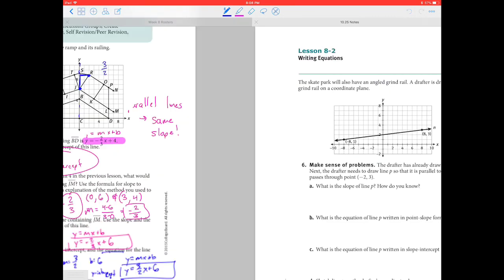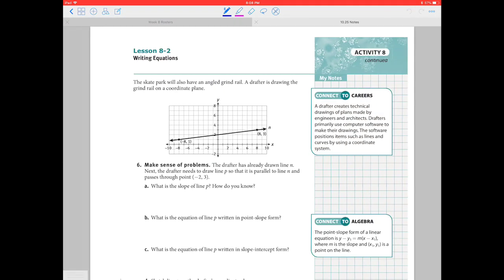All right, so that's the gist of it, using the slope and the y-intercept from a graph to find the equation of a line. We're going to get into some more complicated stuff when we have the slope and just a point that isn't the y-intercept, or if we're just given 2 points. So now let's move on to the next page.